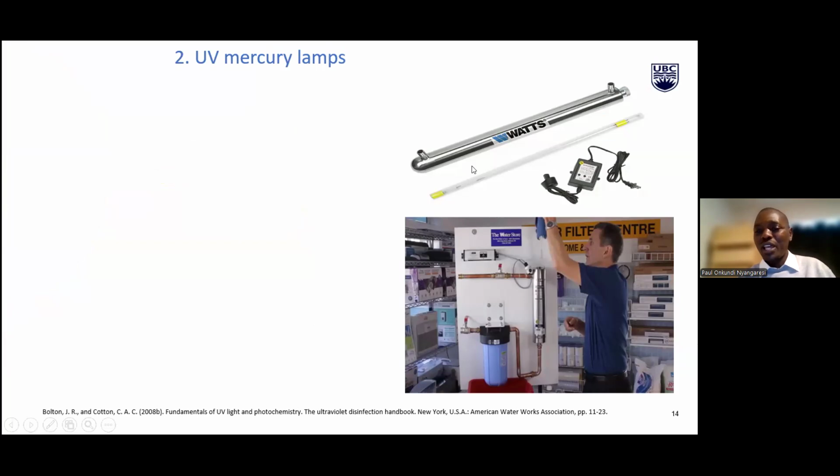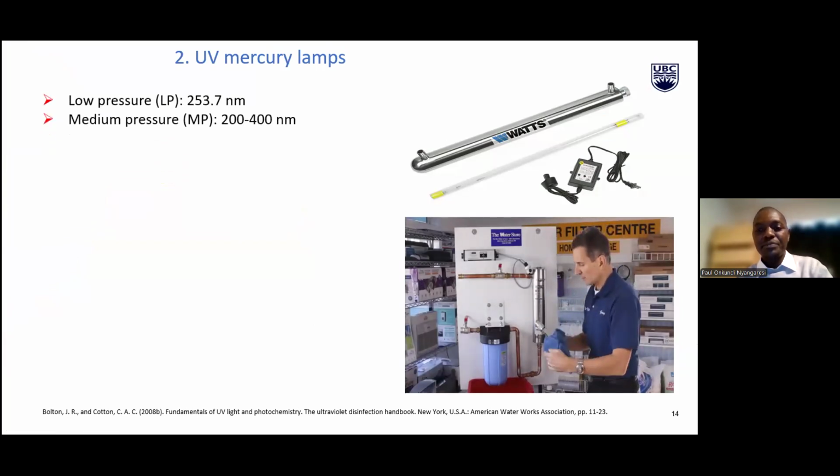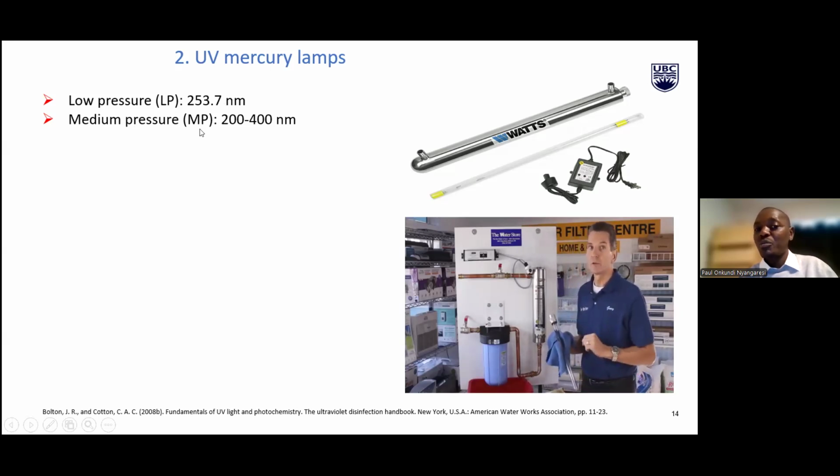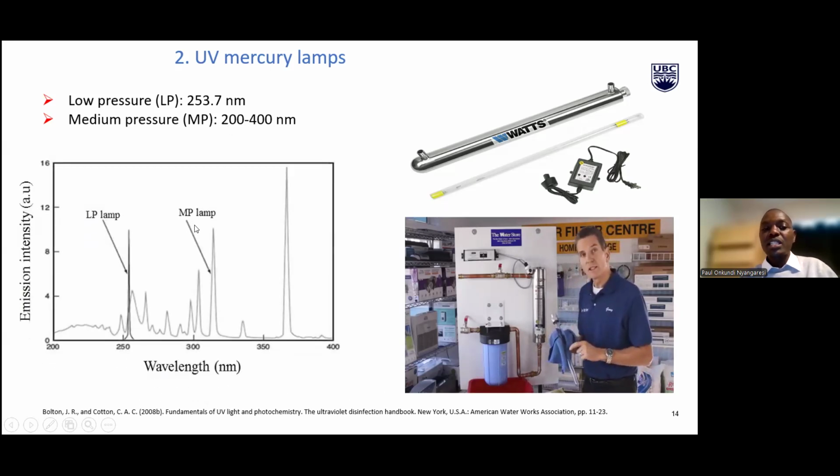Mercury lamps are very common and widely used. The challenge with mercury lamps is that there are two types. Some emit light at 254 nanometers; these are low pressure lamps. Another is the medium pressure lamp, which emits from 200 to around 400 nanometers. So this is the spectrum of the mercury lamps.